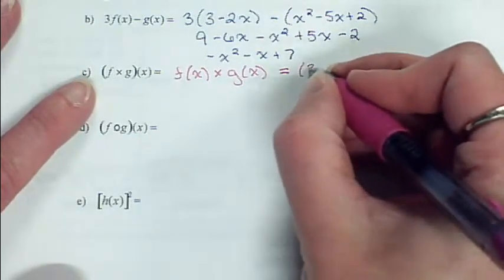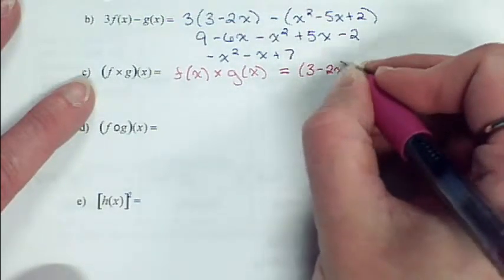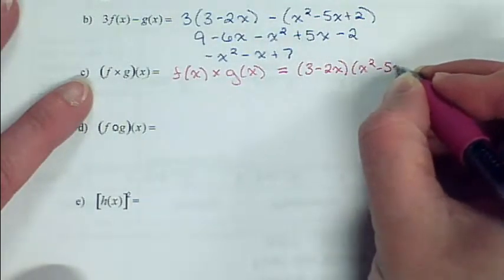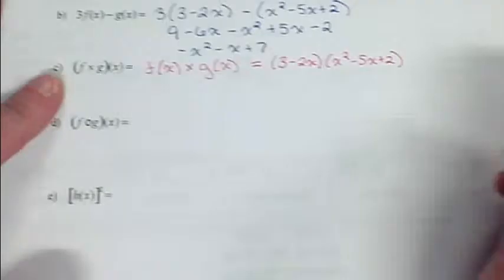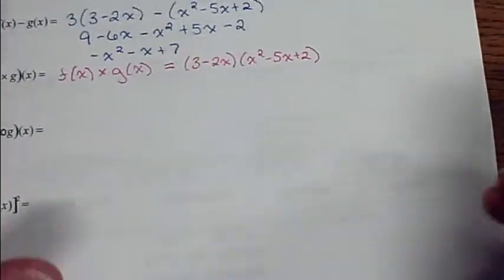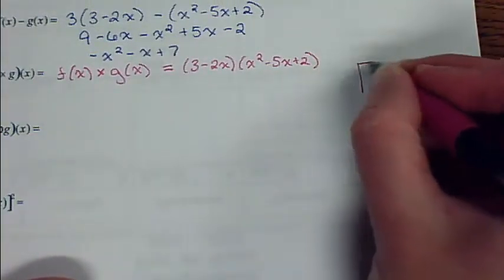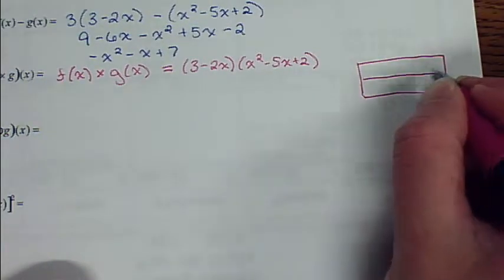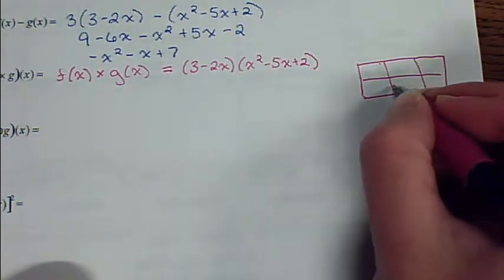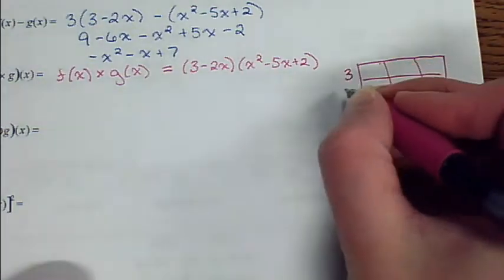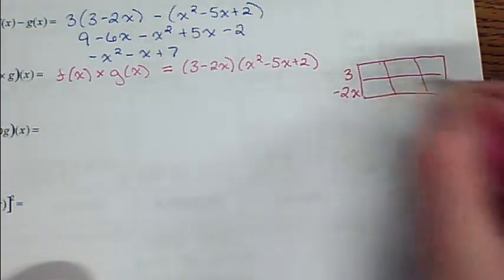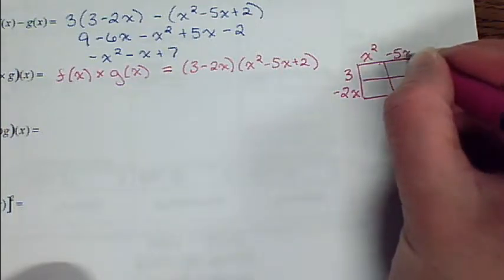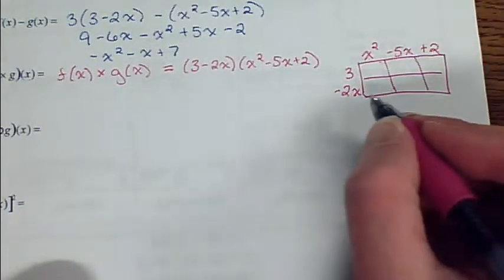F of x is 3 minus 2x. G of x is x squared minus 5x plus 2. Now all we have to do is distribute. Now if you have problems and get lost in your work, you can use a box to help keep track of it. Here's 3 minus 2x, and the other one is x squared minus 5x plus 2.